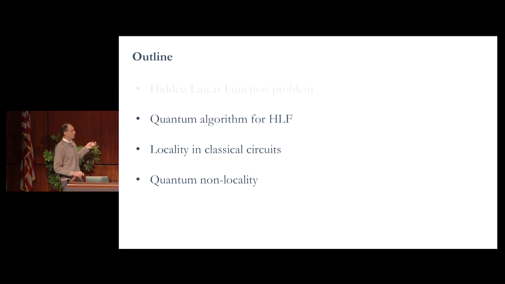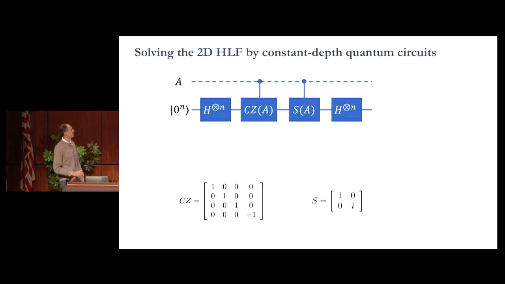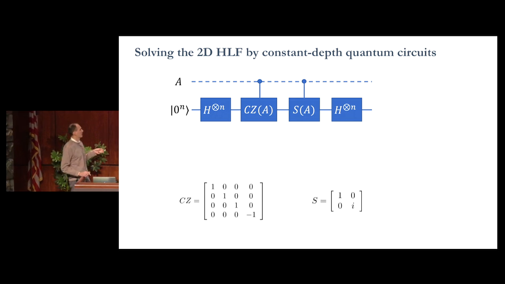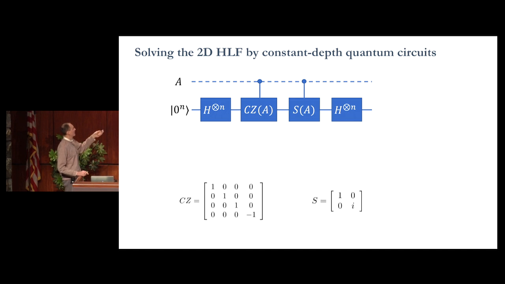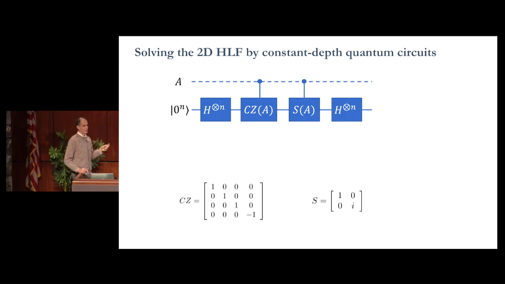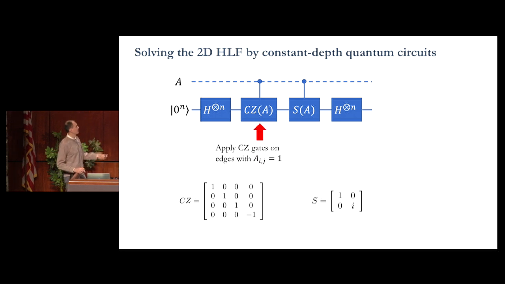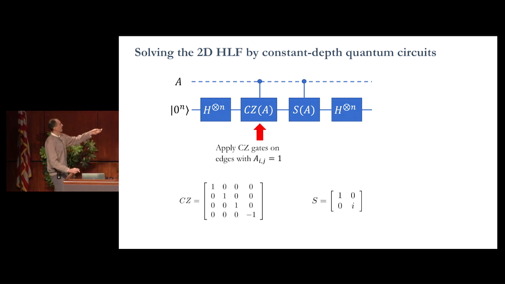Next, let me show a quantum algorithm that solves this problem. The algorithm is actually quite simple. We are going to have two registers. One register consists of n qubits, and it's initialized in the zero state. And the second register is basically classical, and it stores the input matrix A. And then we implement this quantum circuit.